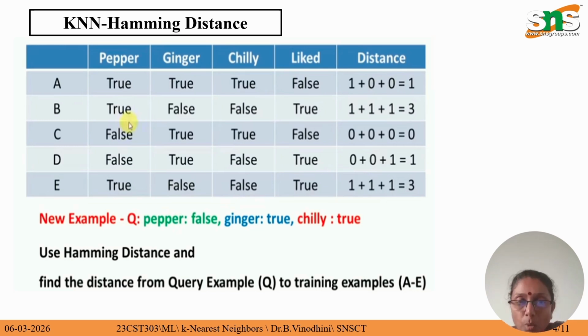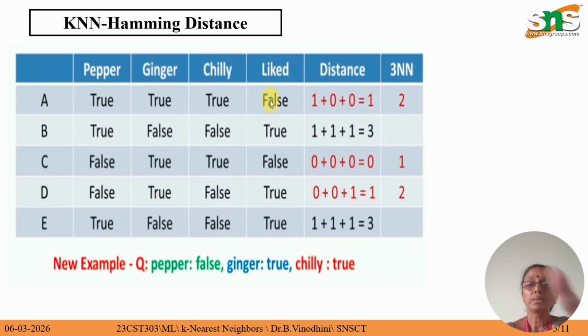Looking at the first column, pepper is true in the existing data, but in our new input pepper is false, so the distance value is 1. Next, ginger is true and the new input also has ginger true, so the value is 0. Both the same means 0, both different means 1. Based upon that the distance is calculated, and finally they find whether the output belongs to true or false.